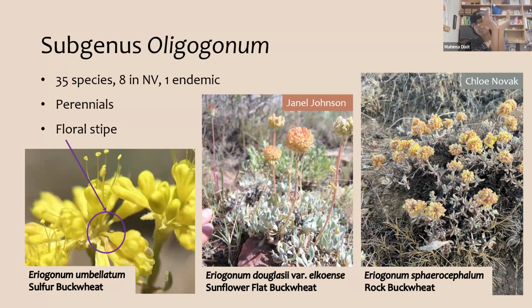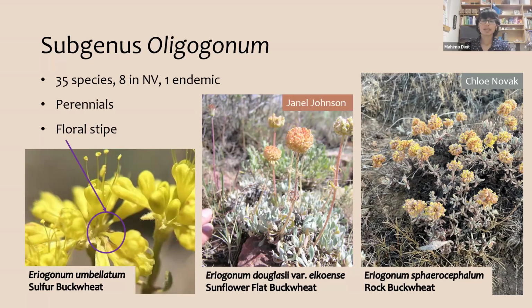And that's like a normal flower that does not have a floral stipe. But if you do have a floral stipe, the flower itself narrows into a tube before it attaches to the stalk. So when you have that narrowing of the floral tube before the pedicel attachment, that's when you have the floral stipe. So if you're ever out there wondering if you have an Oligogonum, that's a feature you can look for. Here are some members of this subgenus.